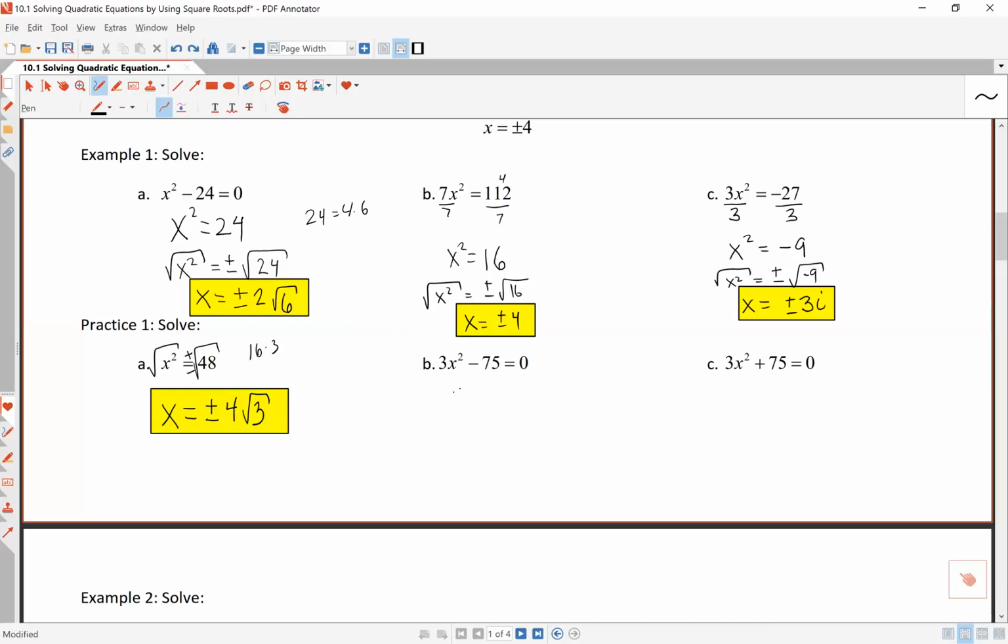We add 75 to both sides, and then divide by 3. This gives us x squared is equal to 25. We take the square root of both sides. Don't forget about the plus or minus. Gives us x is equal to plus or minus 5.